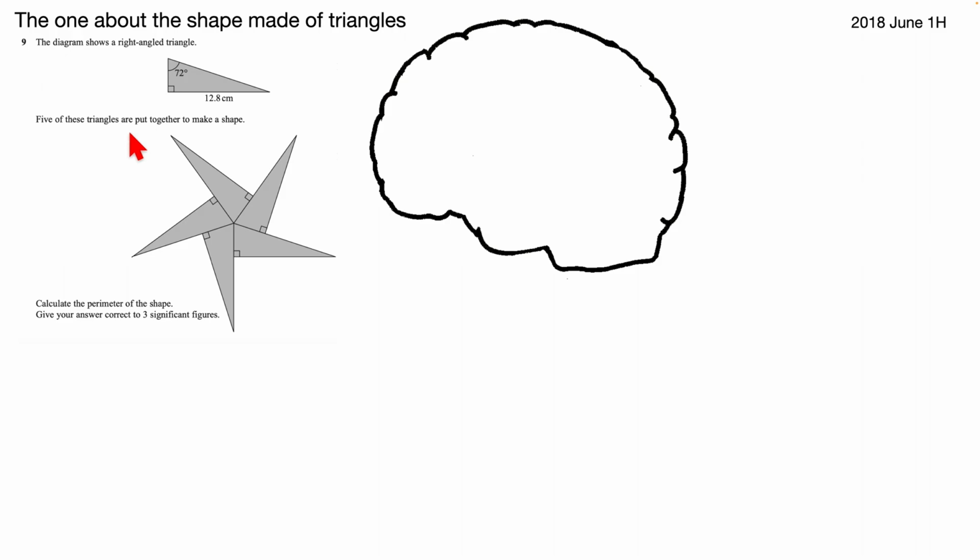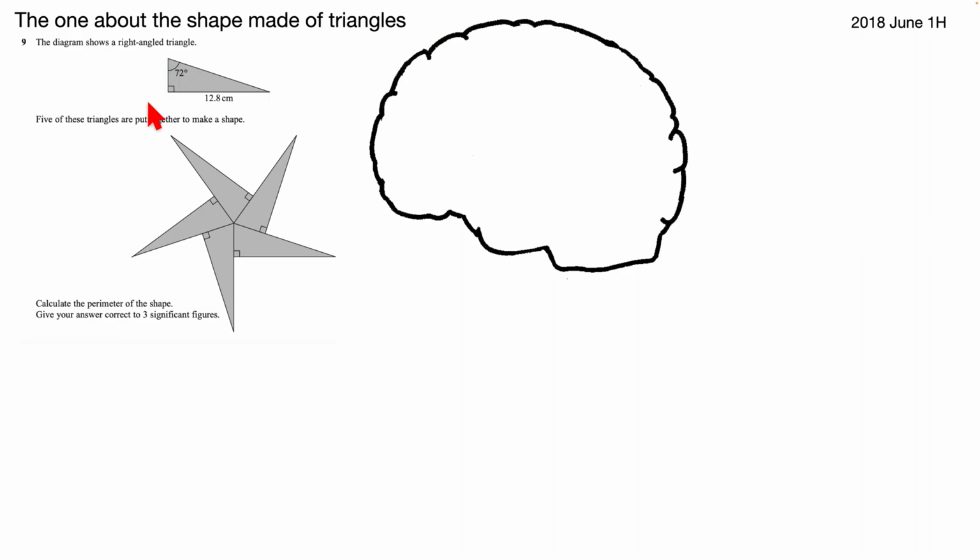So here we have a question about a shape made from smaller triangles. We're given some details about the triangles. 5 of these triangles are put together to make this shape, and we're asked about the perimeter of the shape. This has come up a few times in different forms. There's a trick to it, which I will show you, but make sure you get it right as to whether you want the area or the perimeter, otherwise you're going to kick yourself afterwards.